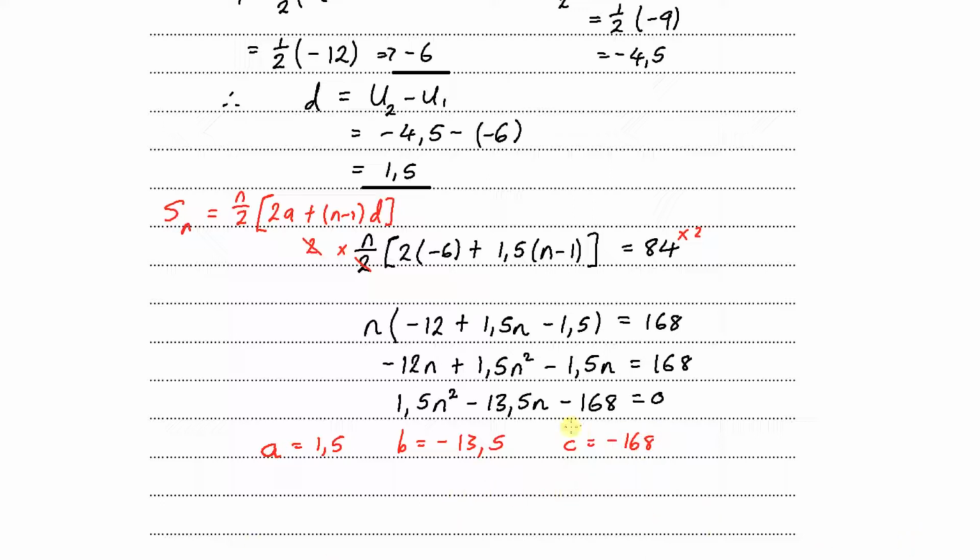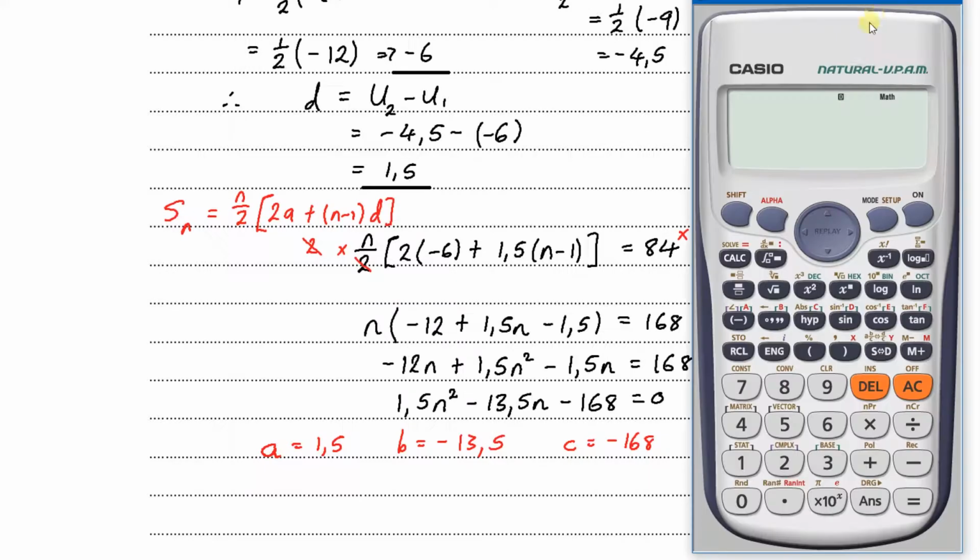But I want to use my calculator for quick working. You go to mode, then equation, that's 5, so 5. Then for quadratic, I go to option 3, so that's 3 here. So I can now store my values. So I've got 1.5 for a, then minus 13.5 for b, then minus 168 for c.